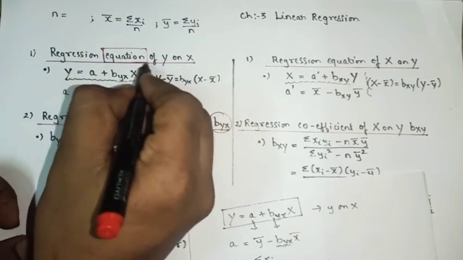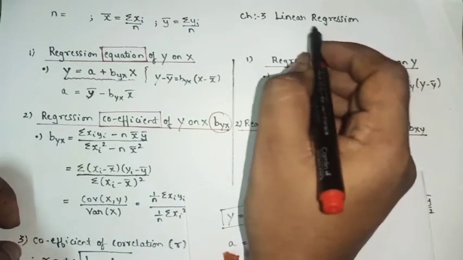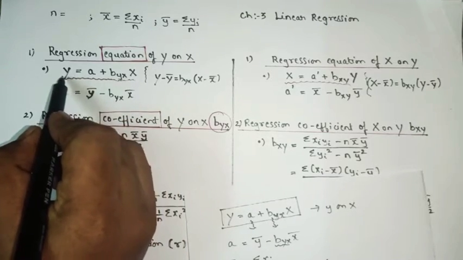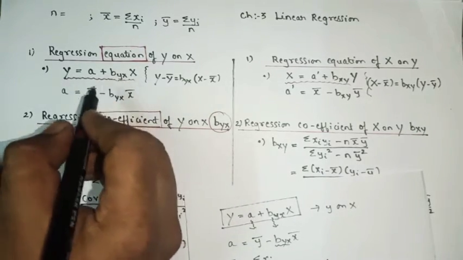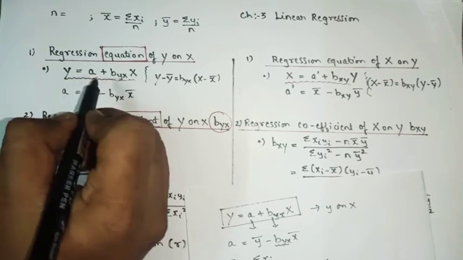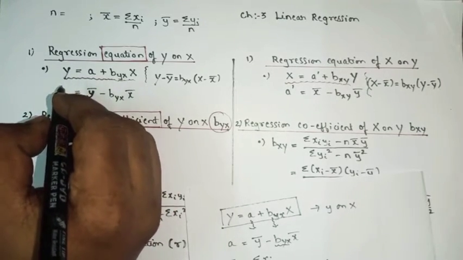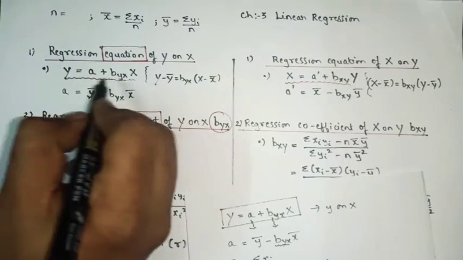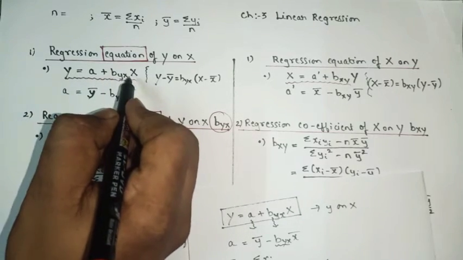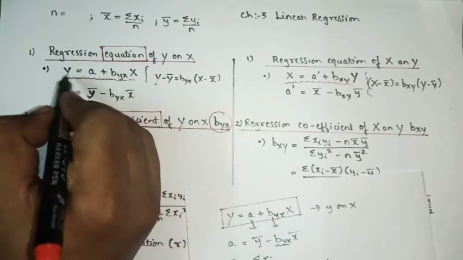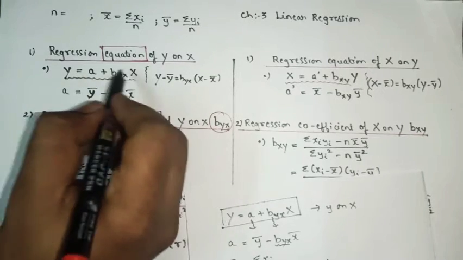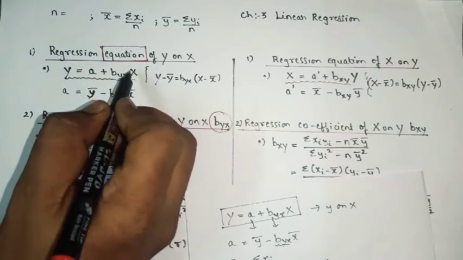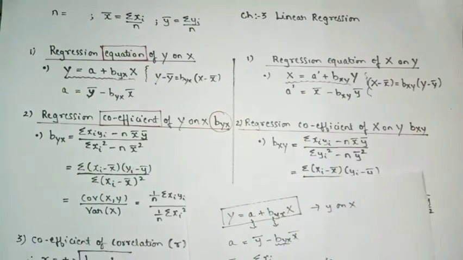As we all know, the chapter name is what? Linear. Why is it linear? When you see the equation, it is straight, and the power of the variables x and y, the dependent and independent variable, is what? 1. Can you see the power of x and y? It is 1. So that's why this is known as what? Linear. And this is an equation. Why is it an equation? Because here the equal to symbol is there, and this equation is known as a regression equation, y on x, and this is known as x on y.